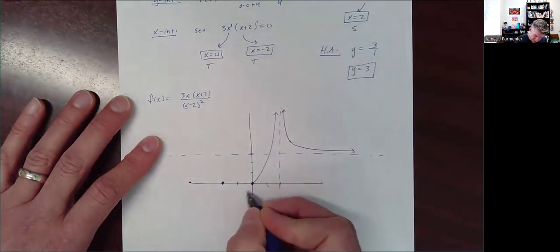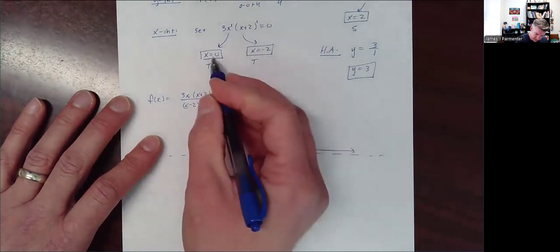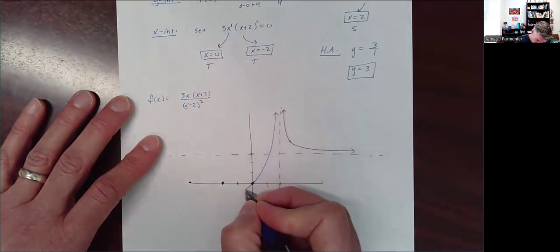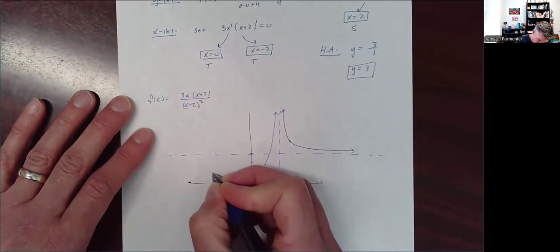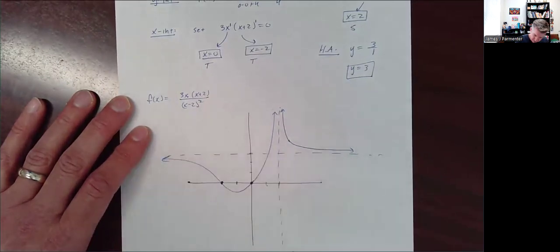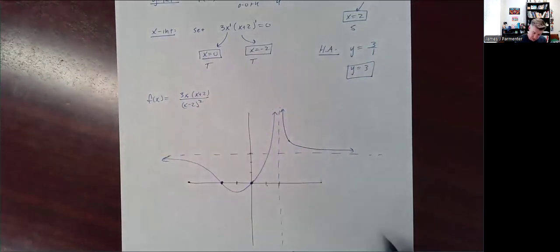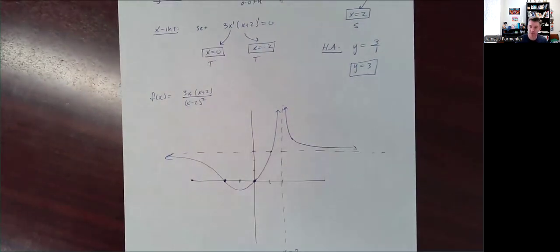And then to the left here, since my intercepts have through behavior, I'm going to go through and then get closer to my horizontal asymptote like that. So yes, it's totally possible to cross a horizontal asymptote. We could have also made the sign chart.